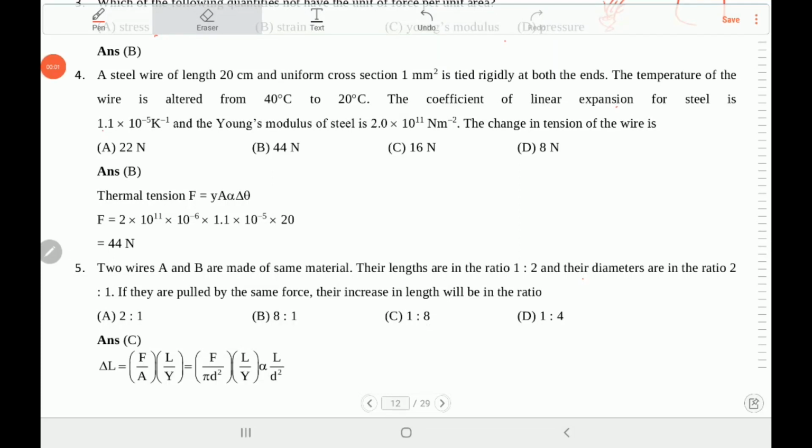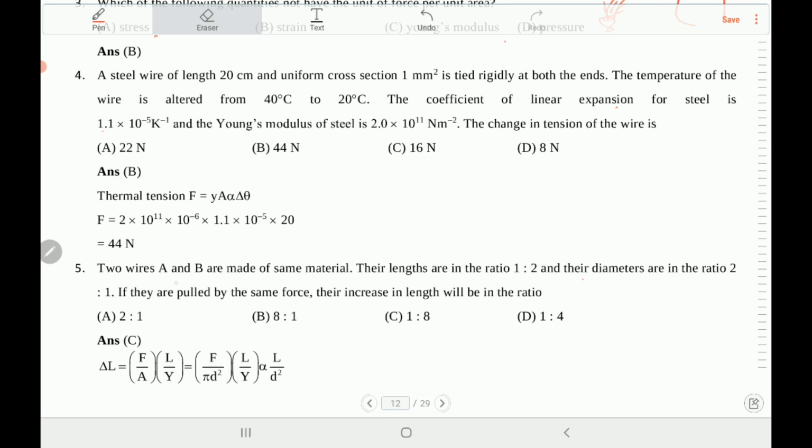Welcome back, children, to the second video on the elasticity chapter. In the first video, we discussed important relations and interrelations in this chapter and solved a few problems. We'll continue with the fifth problem, a problem similar to this you can solve.